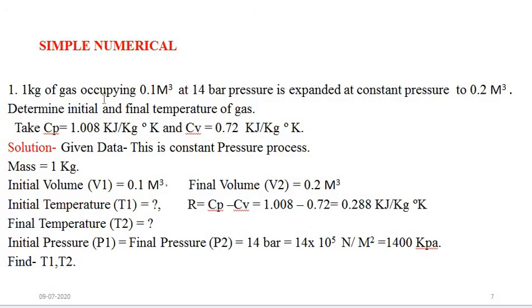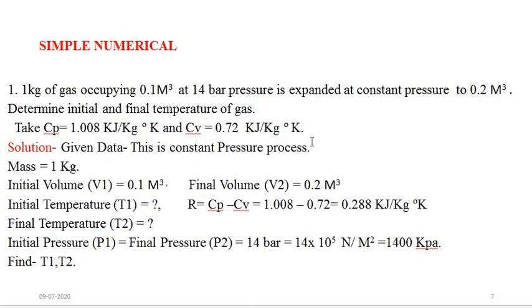1 kg of gas occupying 0.1 meter cube at 14 bar pressure is expanded at constant pressure to 0.2 meter cube. Determine the initial and final temperature of the gas. So this is the problem. Here take Cp is equal to 1.008 kilojoule per kg degree Kelvin and Cv is equal to 0.72 kilojoule per kg degree Kelvin. Solution. So we are writing first what is the given data in this problem.